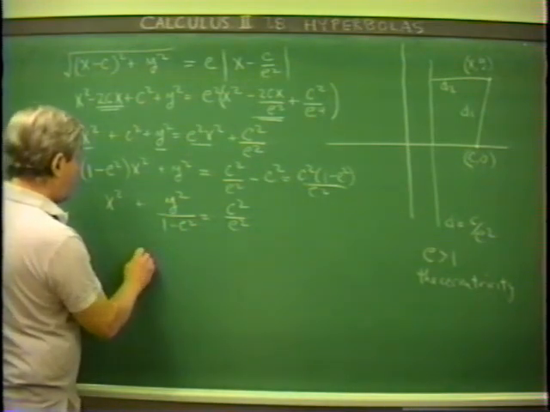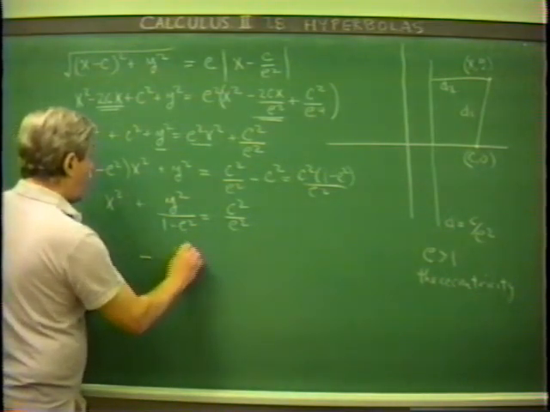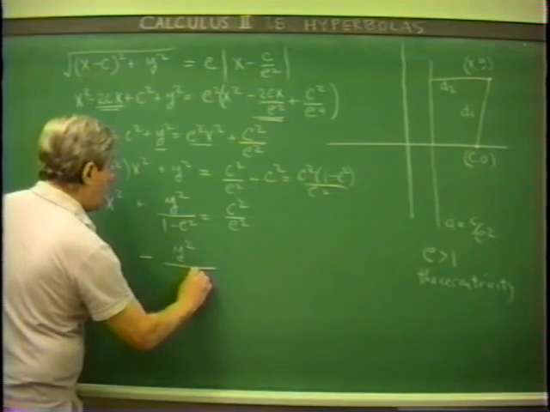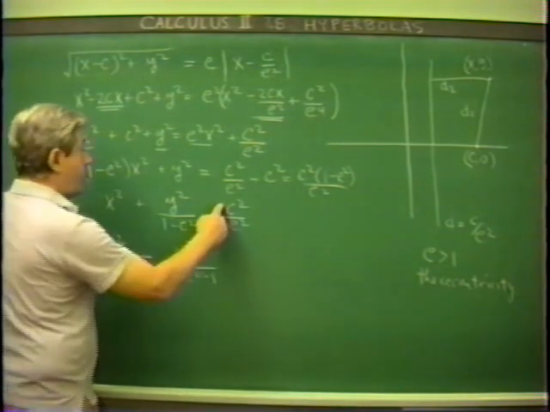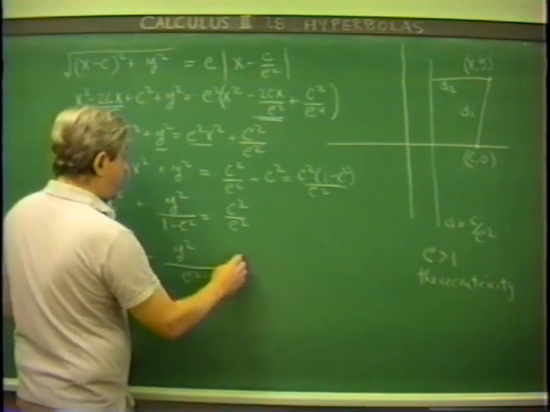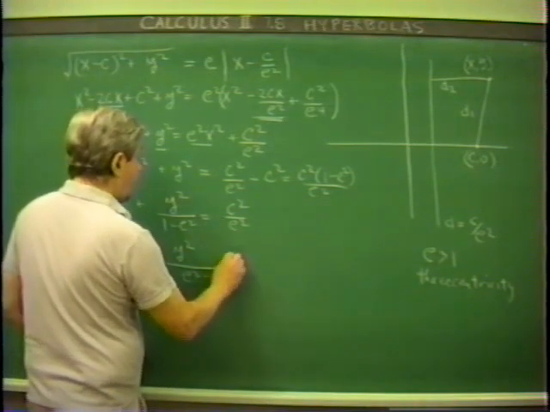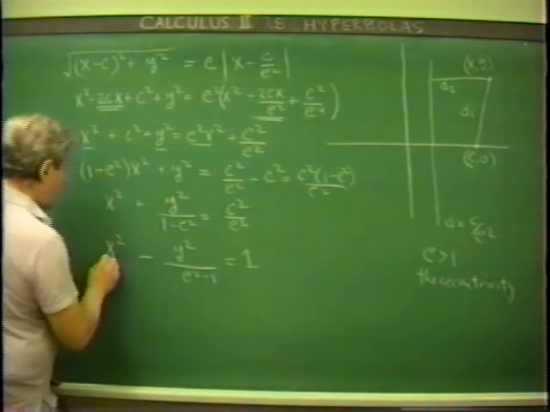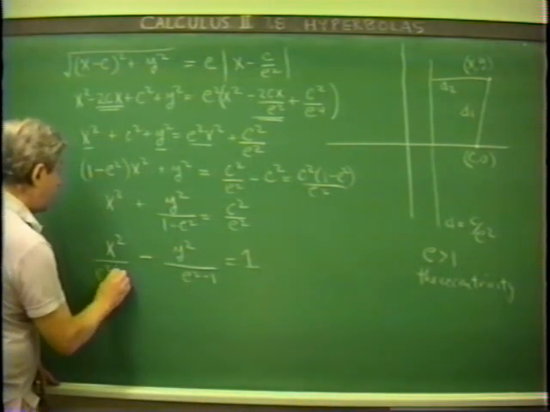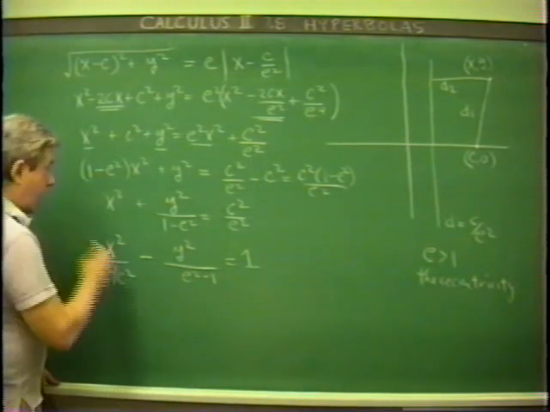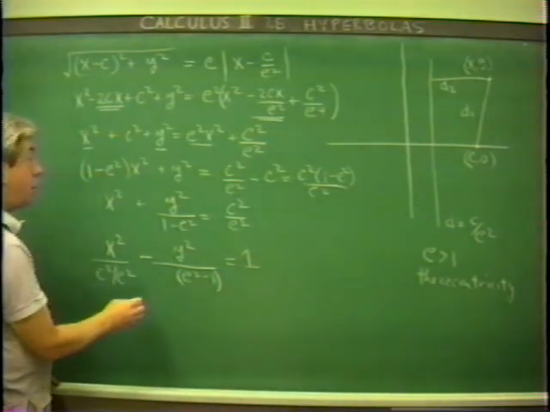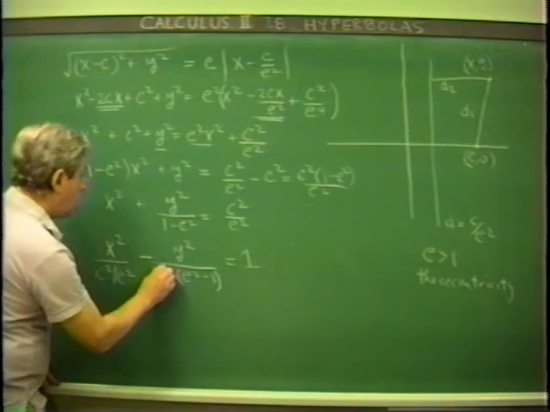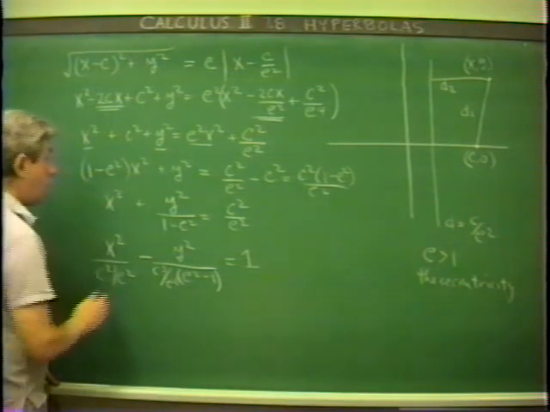Now note that 1 minus e squared is negative because e is larger than 1. So instead of plus this, I can write it as minus y squared over e squared minus 1. Alright? And now I've got x squared here, and what I want to do now is divide both sides by c squared over e squared. So I've got equals 1. This is divided by c squared over e squared. And this is going to be divided by c squared over e squared.